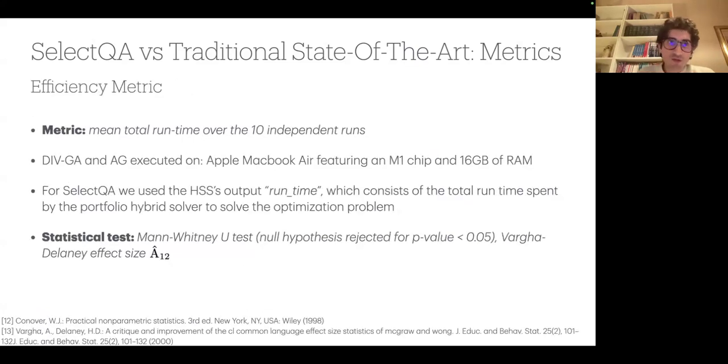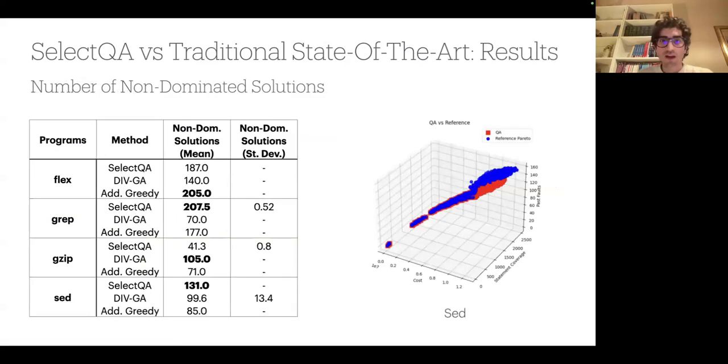Regarding the efficiency metric, we used the mean total runtime over the 10 independent runs. In particular, for SELECTQA, we use the output runtime of the HSS service of the wave. This metric consists of the total runtime that the portfolio solver needed to solve the whole problem. We also statistically tested this metric with the same tests.